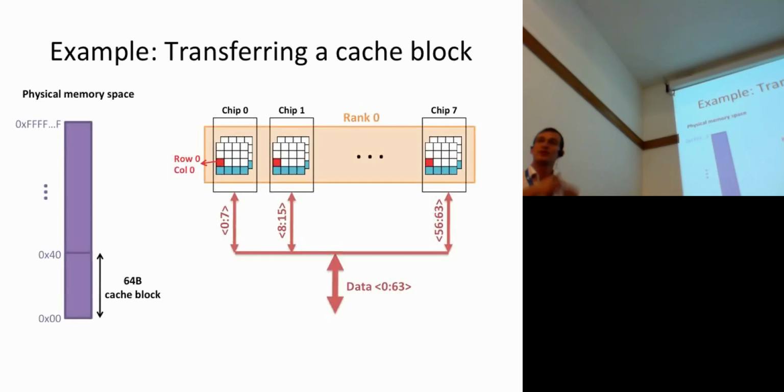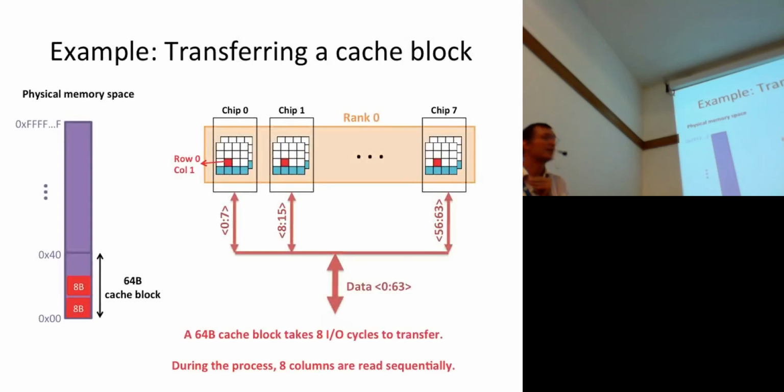So you get the first 64 bits when you do the access, and then the burst mode provides you the next 64 bits after that, and then the next 64 bits, and the next 64 bits. That's how you keep reading a cache block. Basically, a 64-byte cache block takes 8 I/O cycles to transfer if you have a 64-bit wide bus, in this case. And during the process, you read 8 columns sequentially, assuming your data is mapped this way, which we will briefly talk about, data mapping as well.